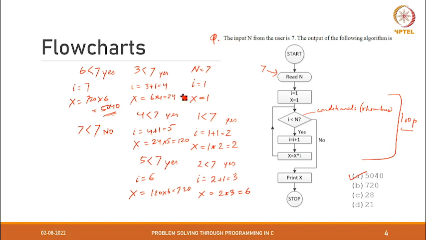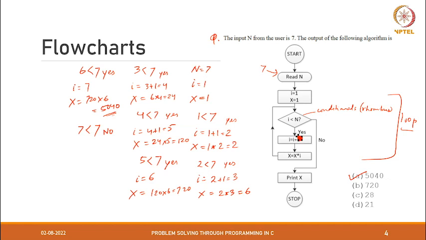Initially the value of x is 1, and it will multiply by i. i is 2 here, so the value of x will be 2. Now this will come back again to this point, and at this point you can see the arrow is pointing in this direction. So we will again reach the conditional here, and it will ask if 2 is less than n, because i is now 2 and n is 7. So it will ask, is 2 less than 7?